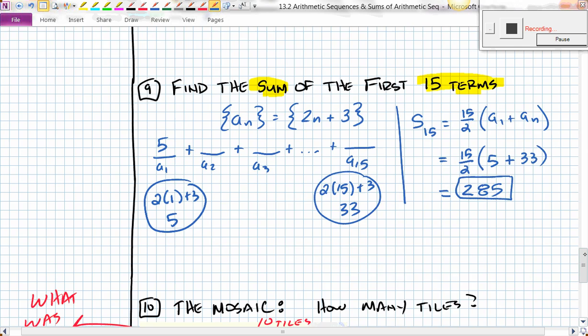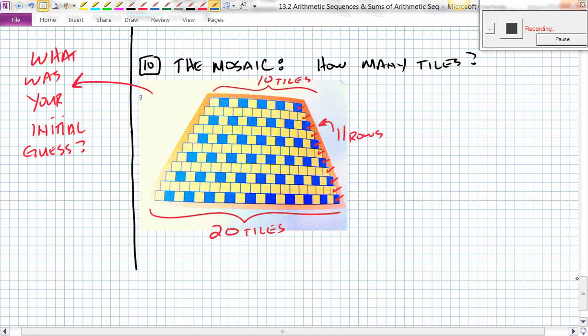All right, and our last example, back to the mosaic here. What was your initial guess? We're going to figure out if you were close or not. This mosaic happens to be an arithmetic sequence, right? In the first row at the very bottom, there's a grand total of 20 tiles. You can count them up. In the next row, if you count all these up right here that I'm pointing to, there's a grand total of 19 tiles. In the next row, there's a grand total of 18 tiles, and so on all the way up. There's 11 rows in all, and there's 10 tiles in the very last row.